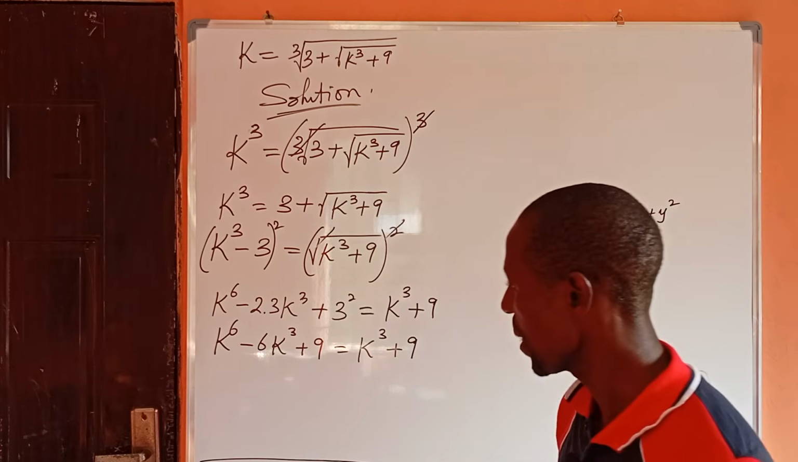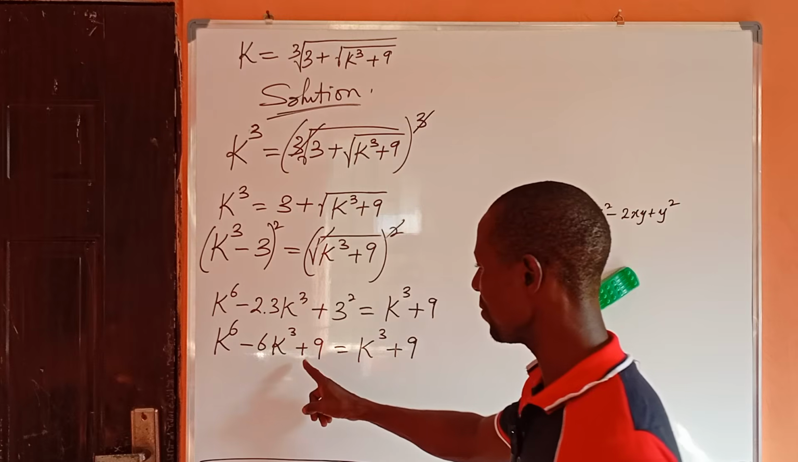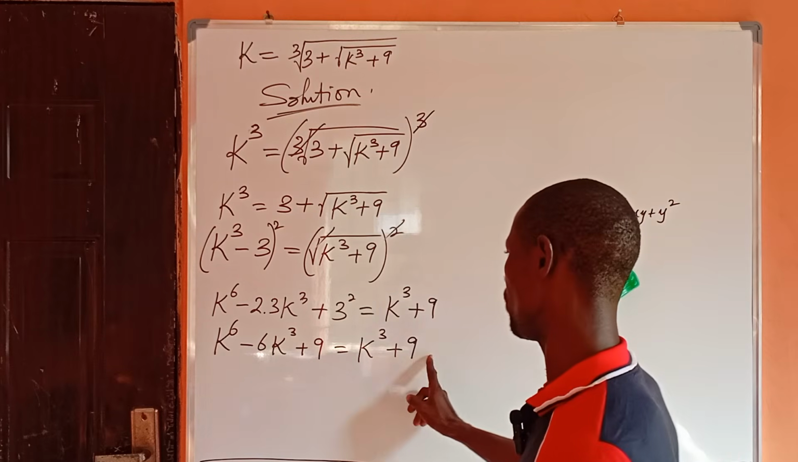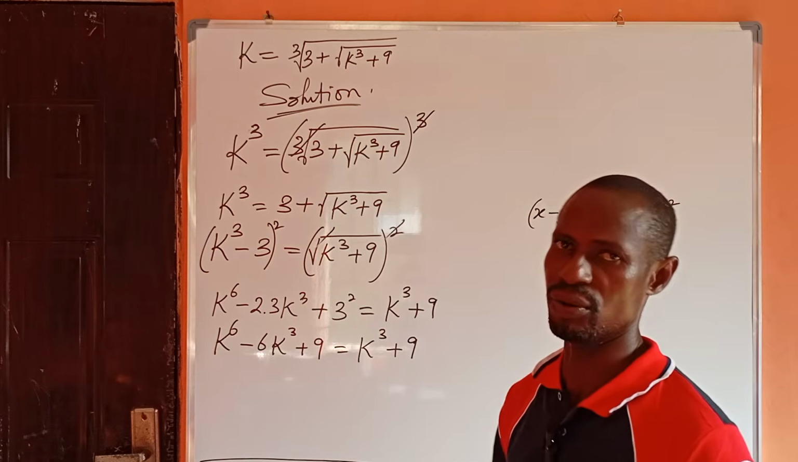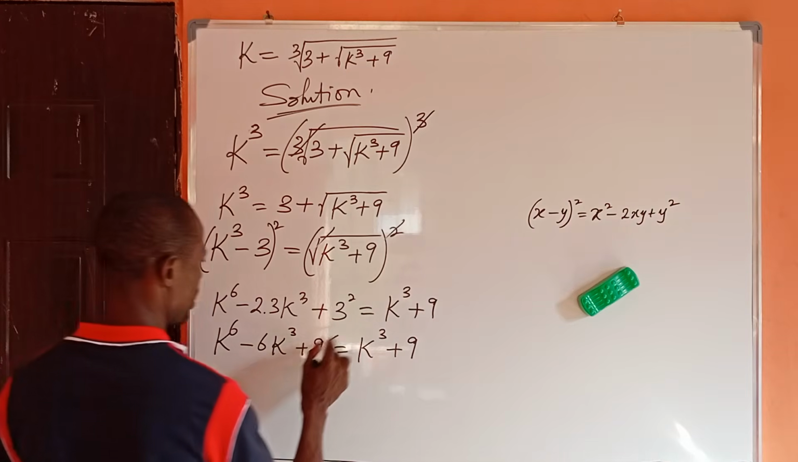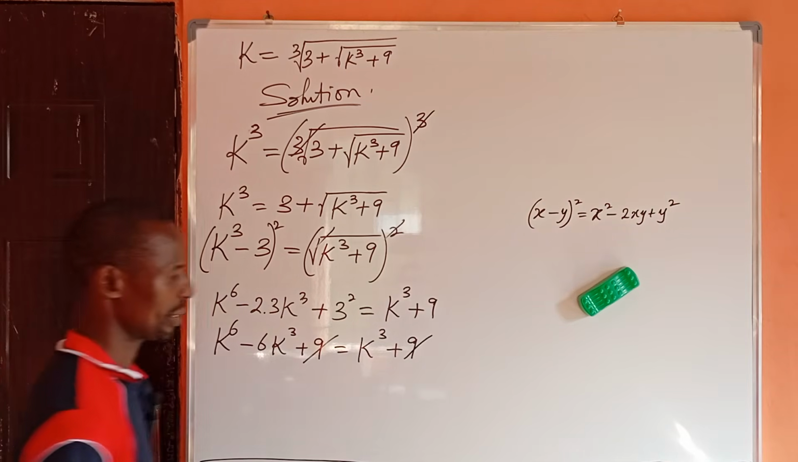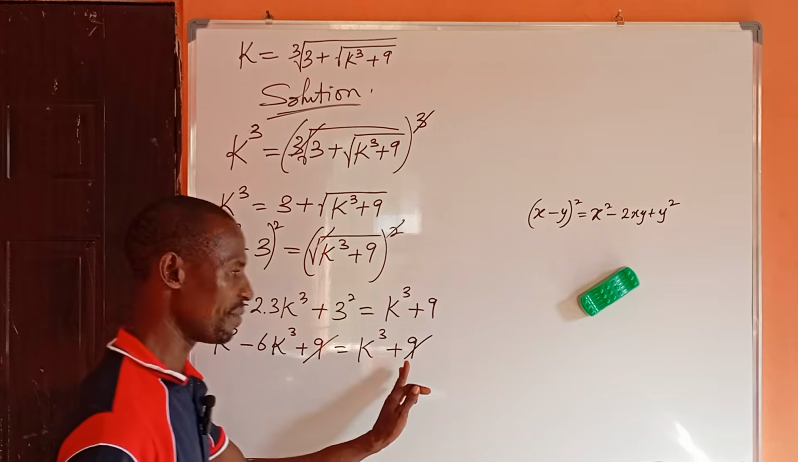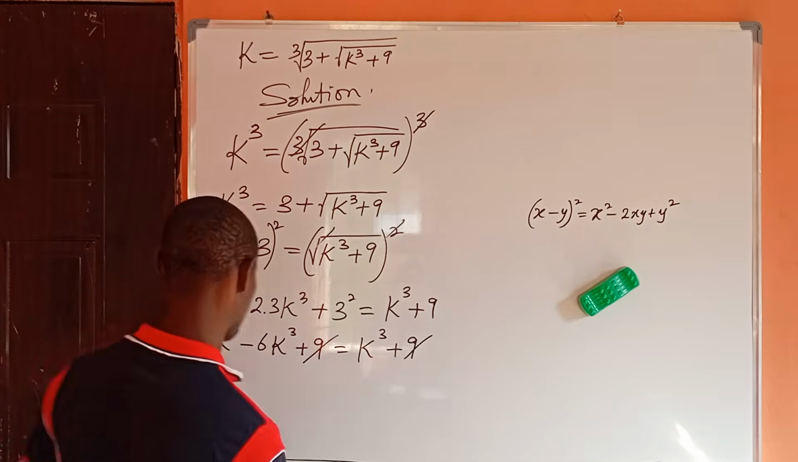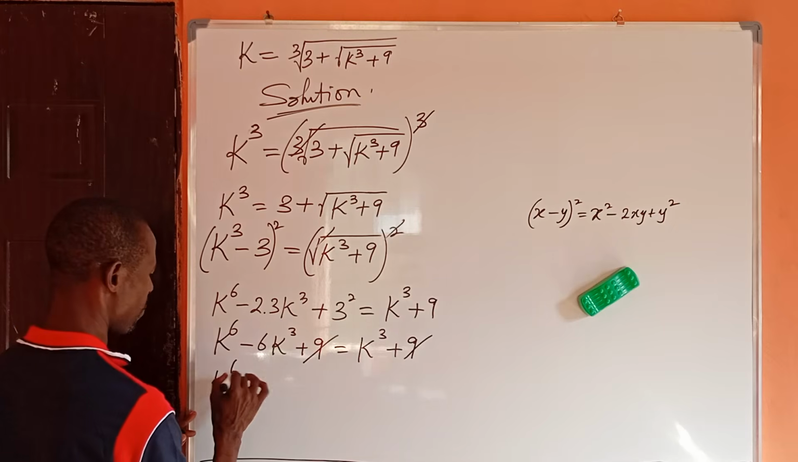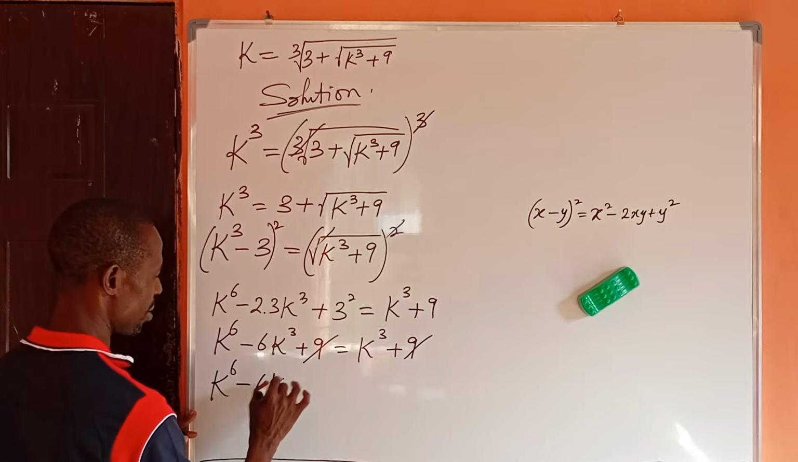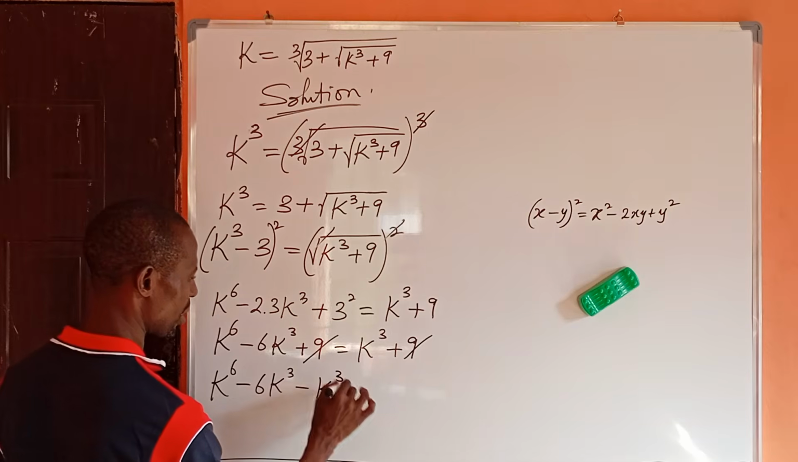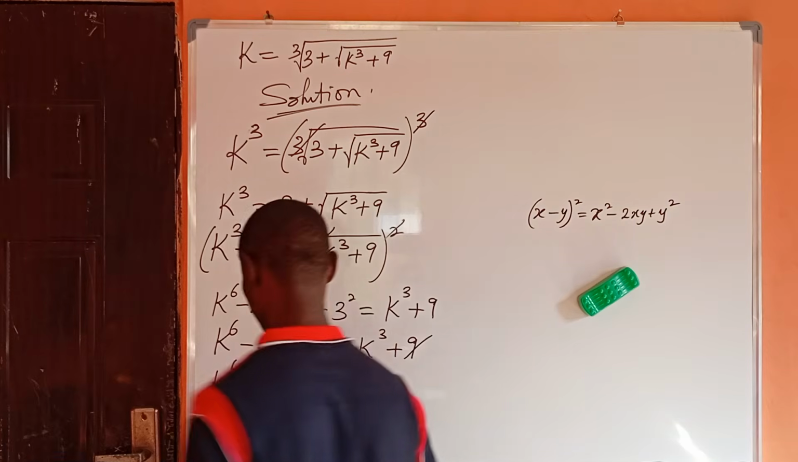Wow. Now, if you check carefully, we have plus 9 here and plus 9 here. If we move this to this side, both of them will cancel out. So let's move this quantity to this side of the equation, leaving the right-hand side to be 0. This is going to give us k raised to the power of 6 minus 6k raised to the power of 3, then minus k raised to the power of 3 equal to 0.